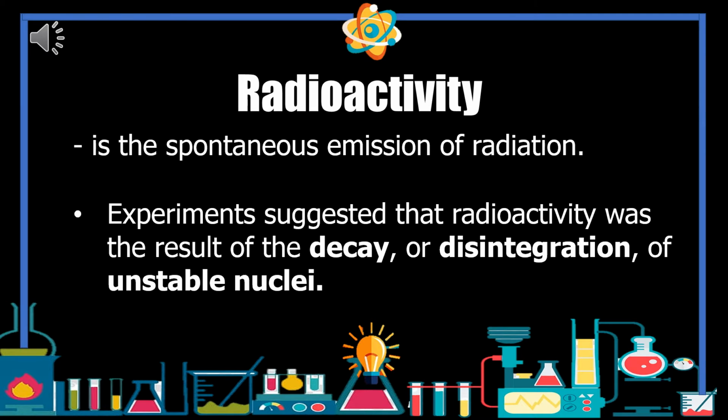So again, what causes a certain atom to emit radiation? Experiments suggested that radioactivity was the result of the decay or disintegration of unstable nuclei. So this means that a certain nucleus needs to emit the excess to be more stable. And what this excess refers to is what we're going to discuss later.